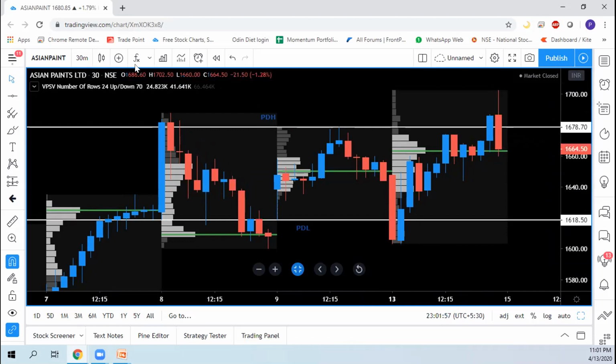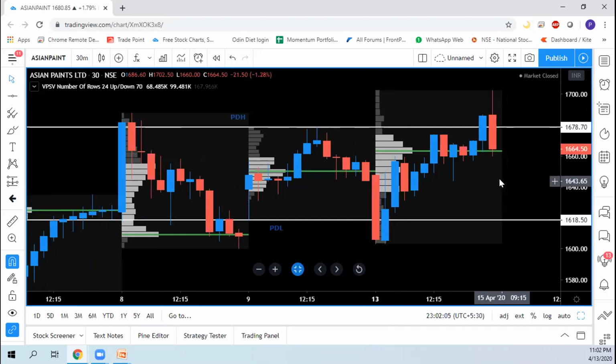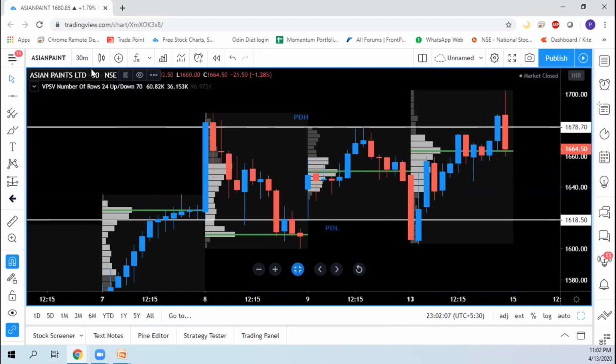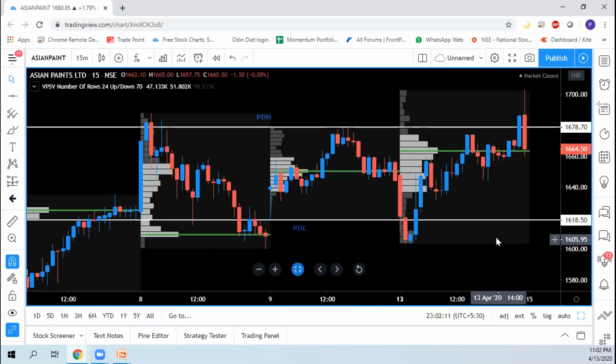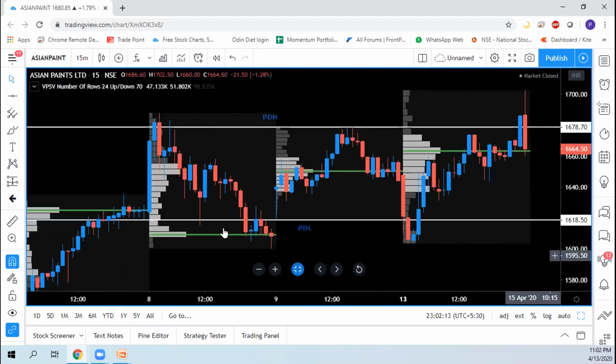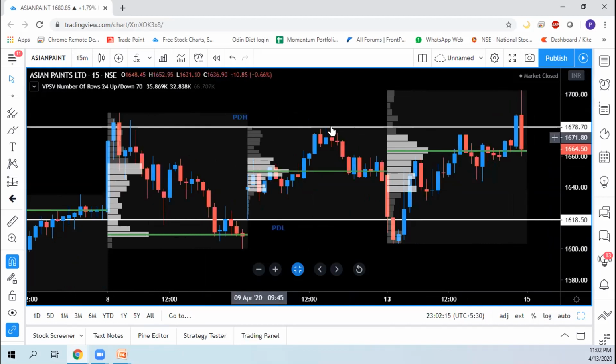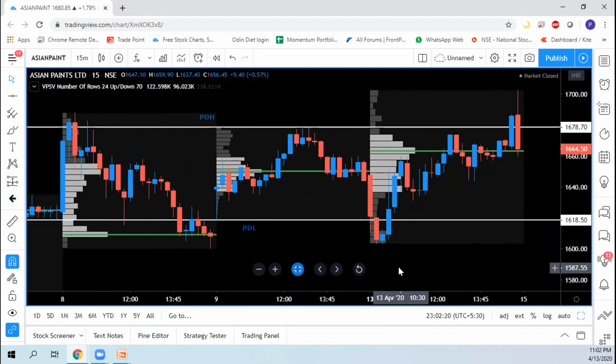So what I try to do over here, these are the references, right? This is a 30-minute chart, and I cannot trade on the 30-minute chart. So I'll reduce it to 15 minutes or 5 minutes. Let us make it a 15 minute chart. Even if I make it a 15 minute chart, the lines are not going to change because it's a constant value. Previous day high and low is there.